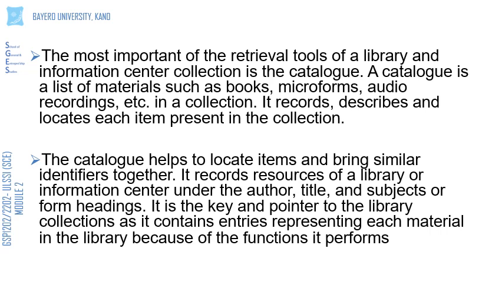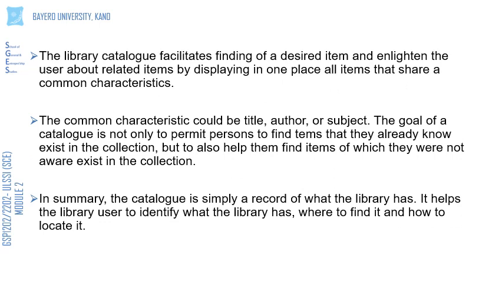A catalog helps to locate items and bring similar identifiers together. It records sources of a library or information center under the author, title, and subject or form headings. It is the key and pointer to the library collection, and it contains an entry representing each material in the library because of the functions it performs. A library catalog facilitates finding of a desired item and enlightens the user about related items by displaying in one place all items that share a common characteristic. The common characteristics could be title, author, or subject.